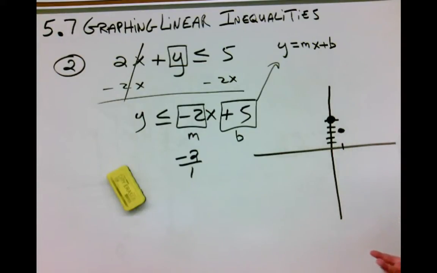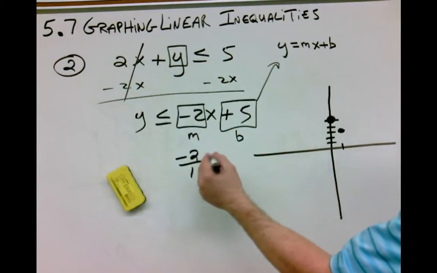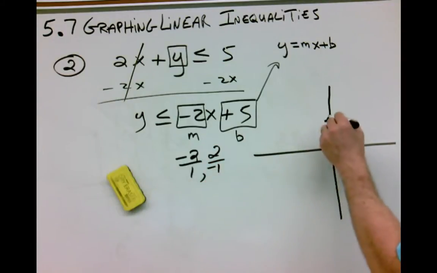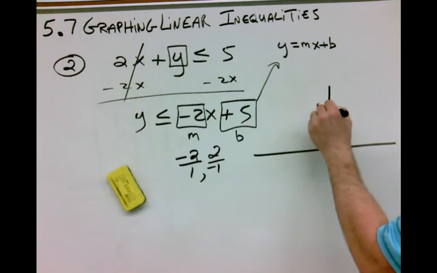I only need 2 points to make a line. I can always do the opposite of this slope. I can always have positive 2 over negative 1. So up 2 and then back 1. I can always do that.